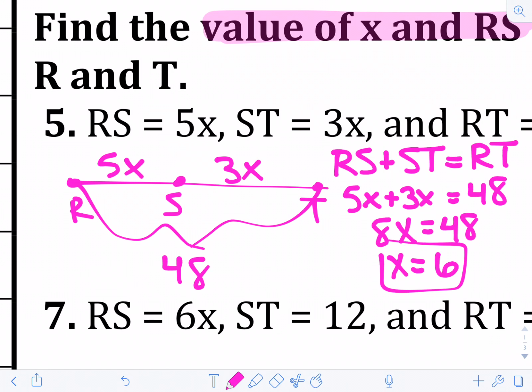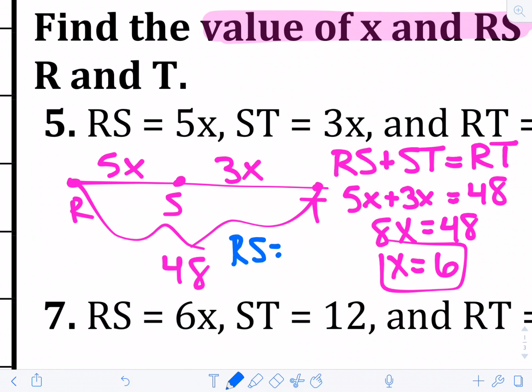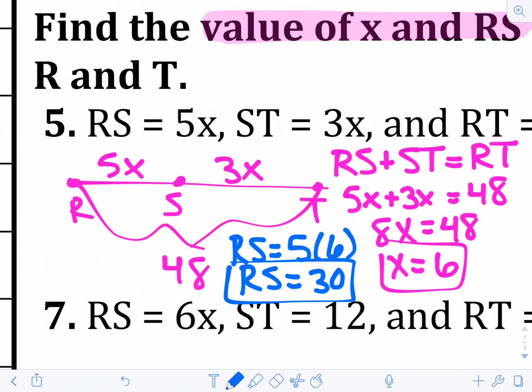Now that's only half the question because it's also asking what is the value of RS. Well, RS is 5 times 6, so RS is equal to 30. And there's no units on here, so you can leave it blank or you can write the word units if you like.